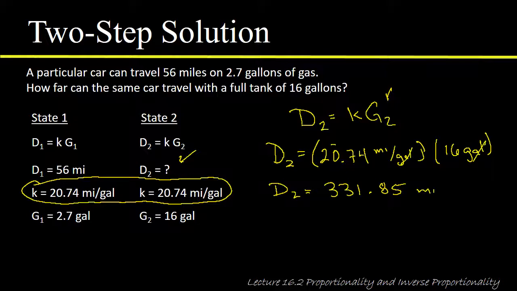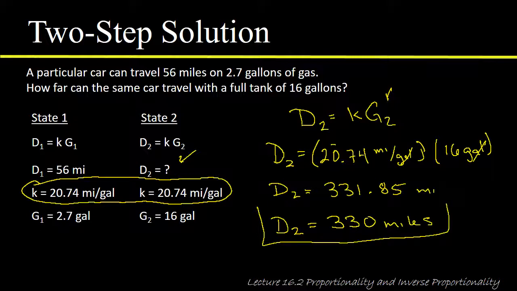Since we've only got two significant figures in all of our data, we should round that answer to two significant figures. So the distance is 330 miles. All right, so it's a two-step solution. Took us two steps to do it, but each of the steps was really pretty simple. We're just working with this really simple algebraic equation. So a pretty quick solution, even though it takes two steps.